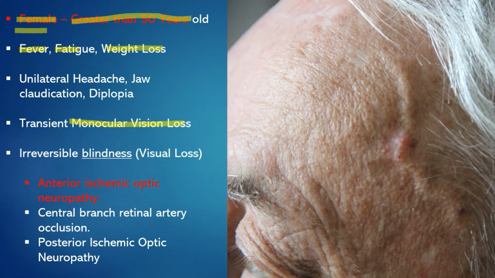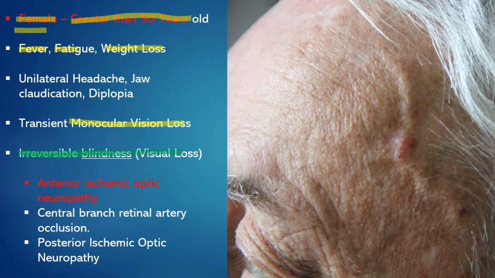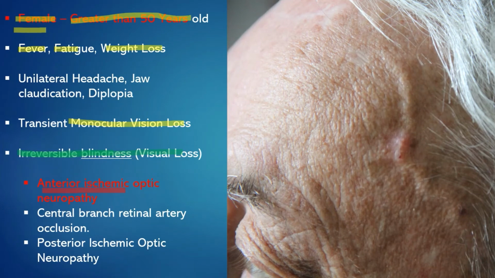This is a very important point: irreversible blindness, all right? It is a very important point, the visual loss, right? And the reason why that happens is because of what? Because there is anterior ischemic optic neuropathy, and because of that there's reduced blood flow, right? And that can lead to what? Irreversible blindness. It's a very important point.